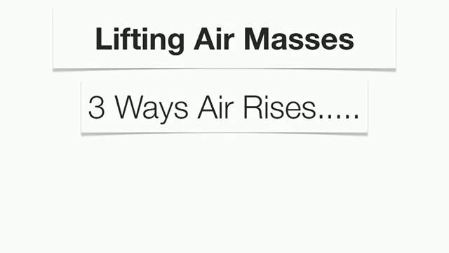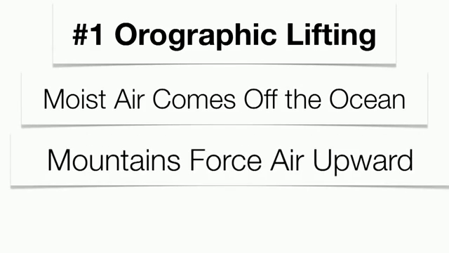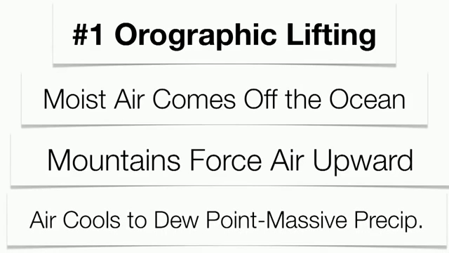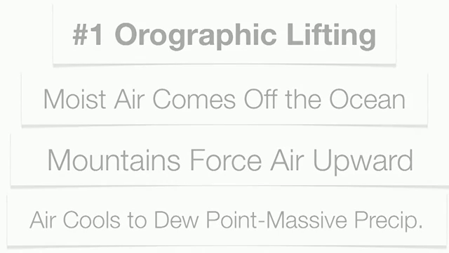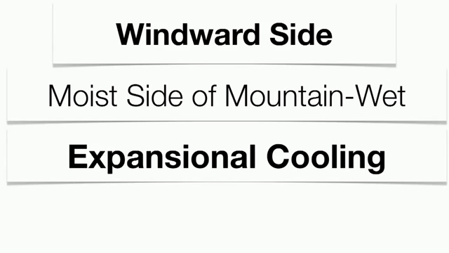Now, warm air, we had mentioned, rises. Now, there's three different ways in which it can rise. The first way is what we call orographic lifting. Sometimes warm air masses are going to come off the ocean and come in contact with a mountain range. The easiest way for an air mass to go around a mountain range is to go up and over it. Again, because it's cooler in the upper atmosphere, your air mass is going to condense at the dew point, and that's where you're going to get your massive precipitation. The side of the mountain that gets precipitation is called the windward side of the mountain. That's going to be the wet side. And that's all caused by, again, that expansional cooling in the upper atmosphere.